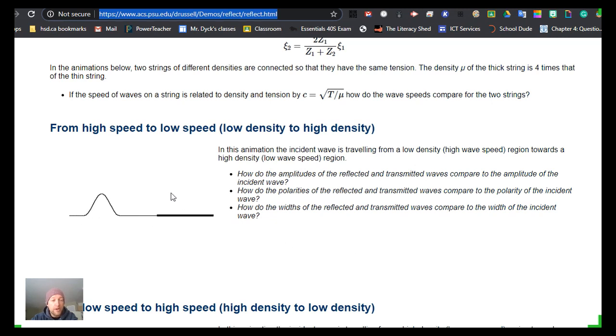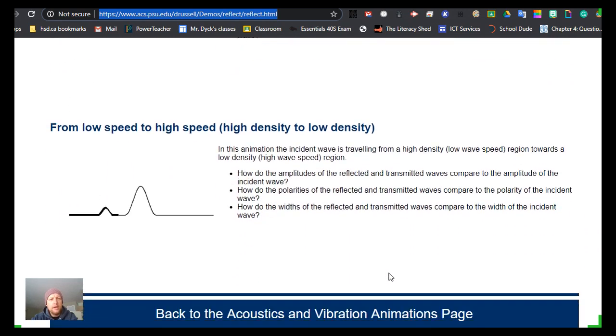And even with what you're visually seeing here, you could theoretically fill out this table. But don't worry, we'll still go through it. Now, on the other side, what happens if we're going from, say, something that's low speed with a high density to something that has high speed with low density?